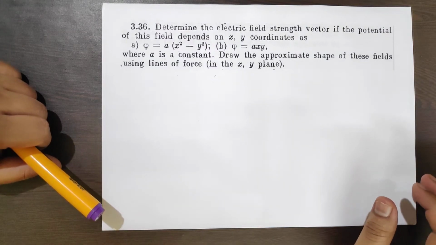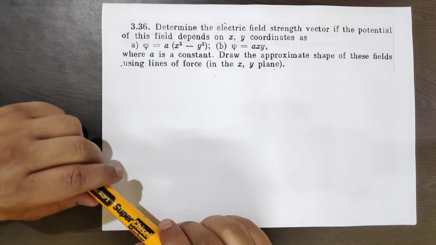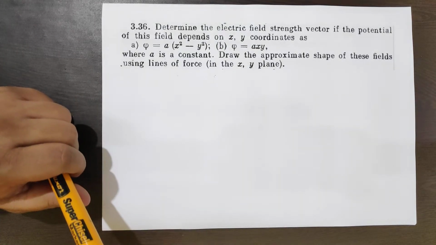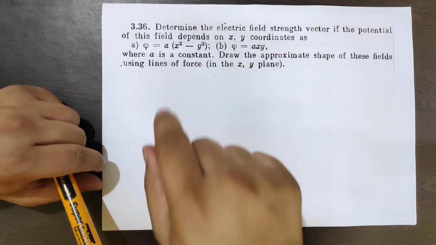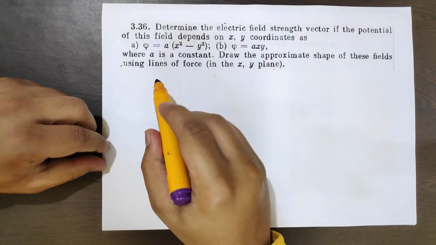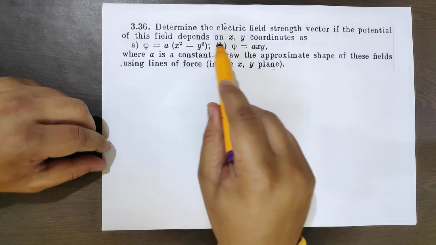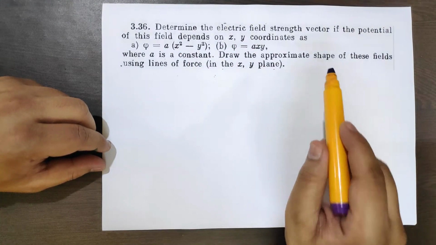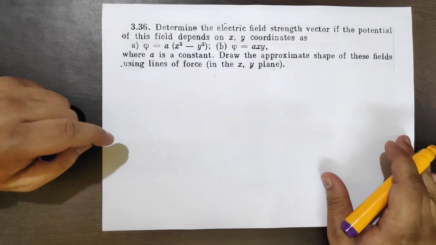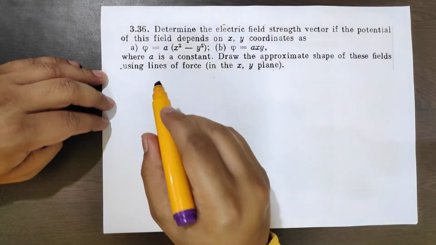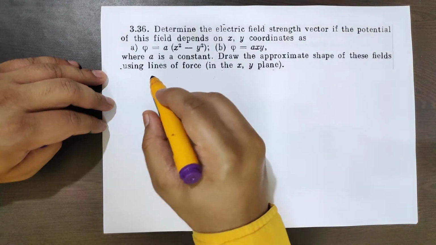In this problem, determine the electric field strength vector if potential depends on xy coordinates as these two functions. Okay, first we will, and this A is a constant, draw the approximate shape of the fields using the lines of force. So how to draw the shape of the fields using the lines of force?